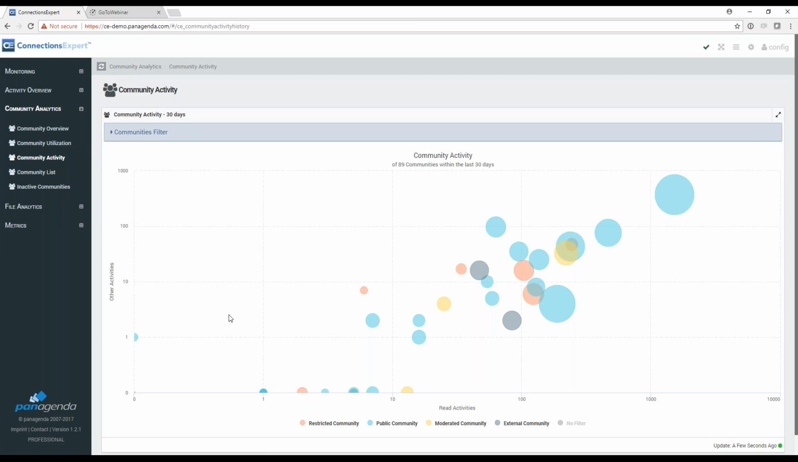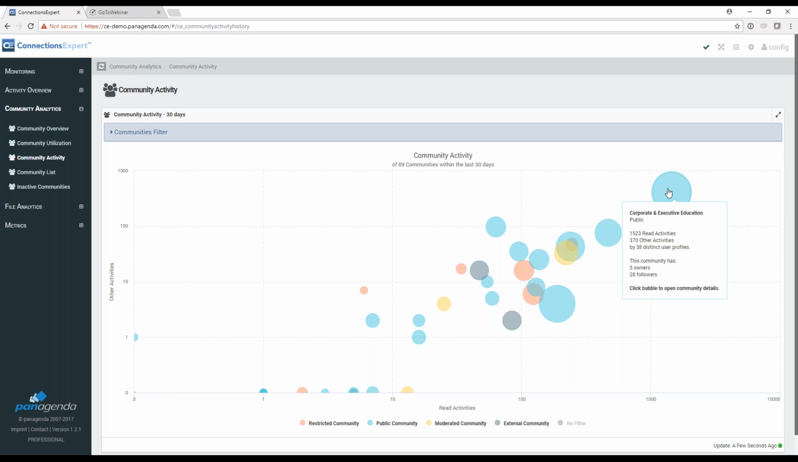This is an environment with about 80 or 90 communities. And as you can see, I can now see the different communities in there. Each bubble represents a different community. And the size of the bubble represents the number of distinct users that are accessing that community in the last 30 days. So in this case, the corporate executive education community is quite popular.